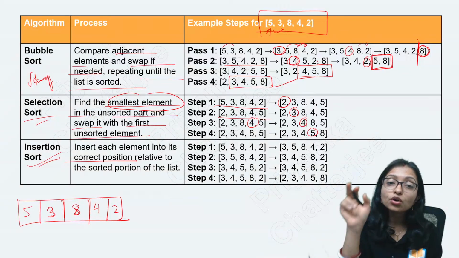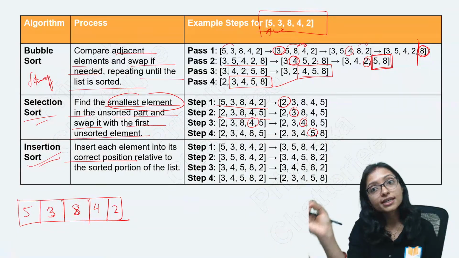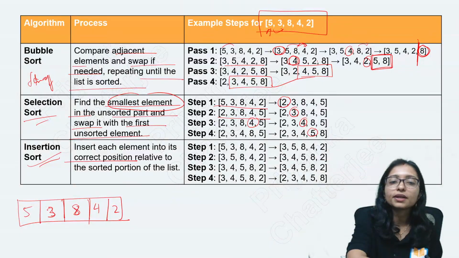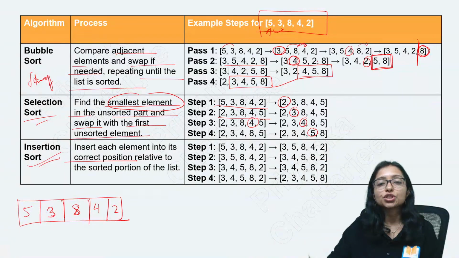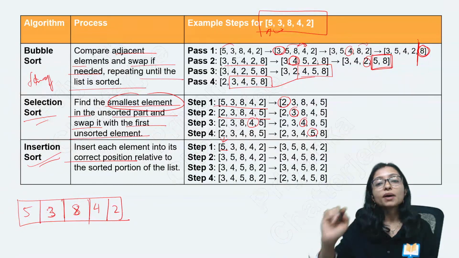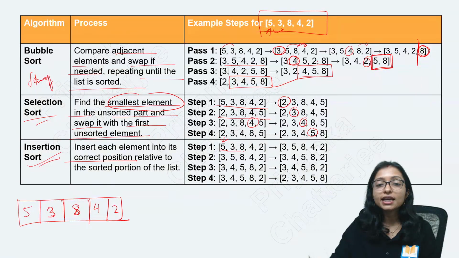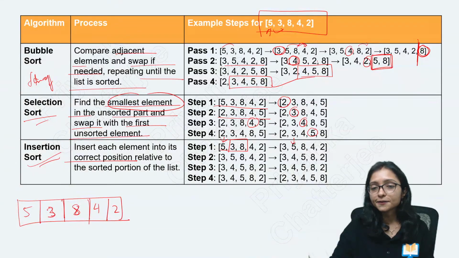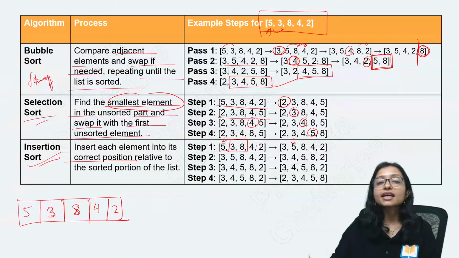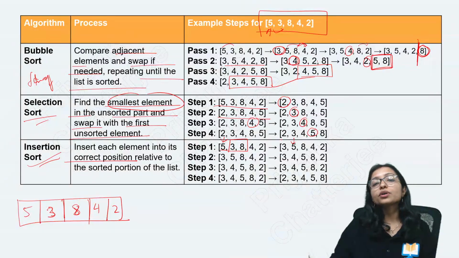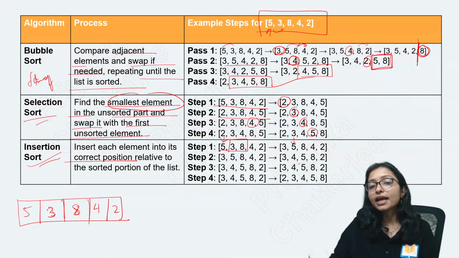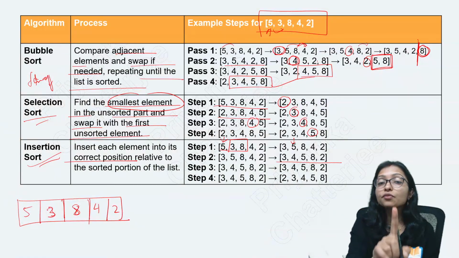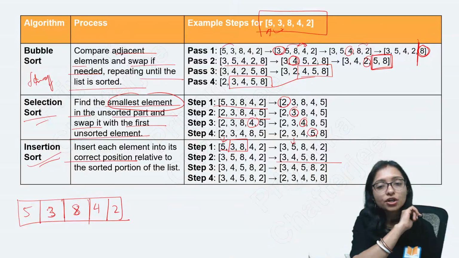I will find out my correct position, not only the smallest element. So it is checking 5. 5 is trying to find out where is my correct position. My correct position is in between 3 and 8. That's why 5 is placed in between 3 and 8. In the second step, again, it is trying to find out where is my correct place. Then I will get 3, 4, 5, 8. This is the main thing. The main difference between selection sort and insertion sort is this.